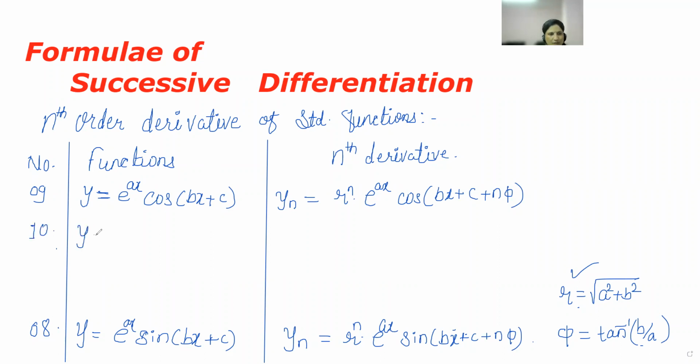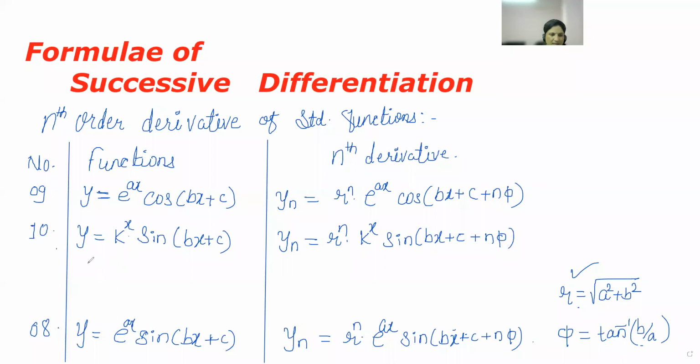Okay, then next one, if y is equal to k raised to x into sine of bx plus c, then what will be the nth derivative of this function? R raised to n into k raised to x sine of bx plus c plus n phi.